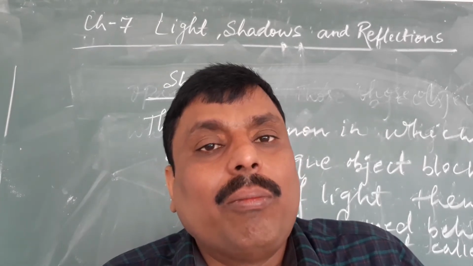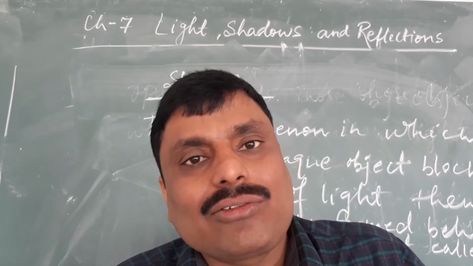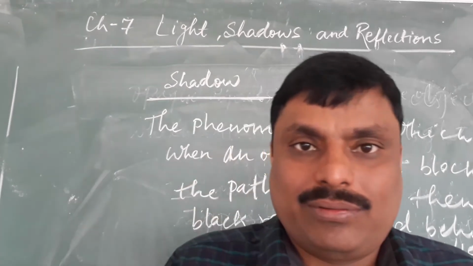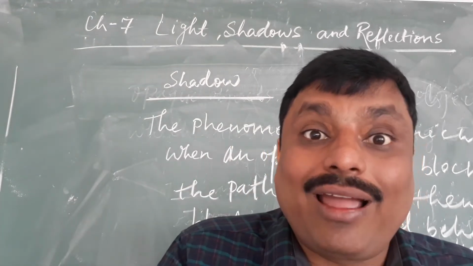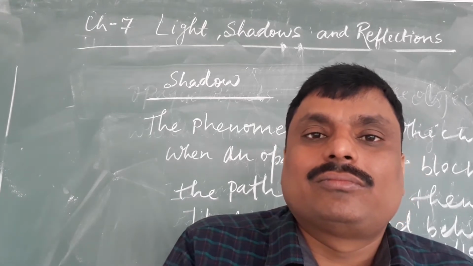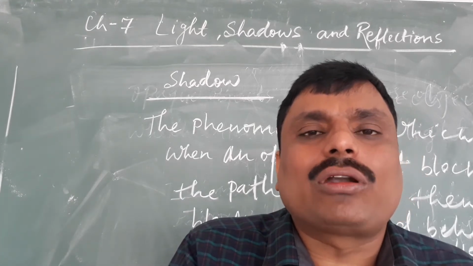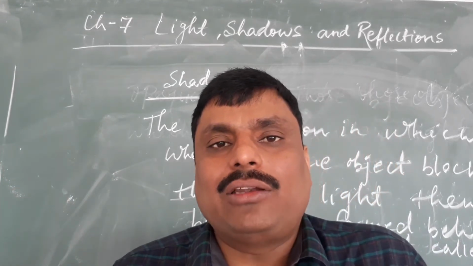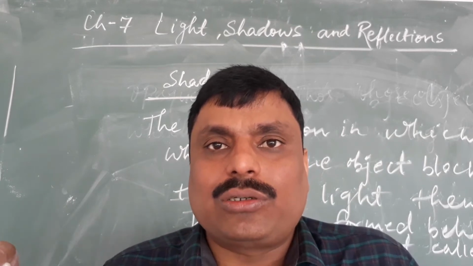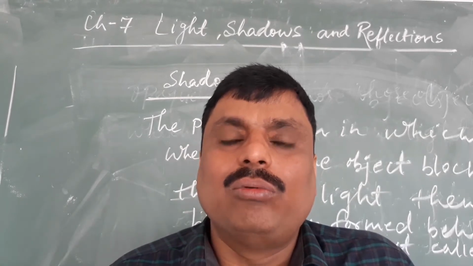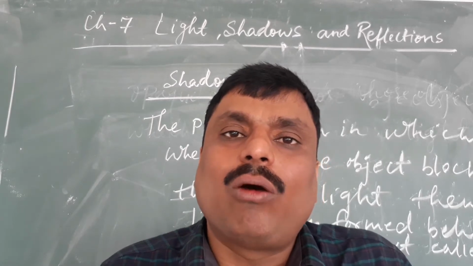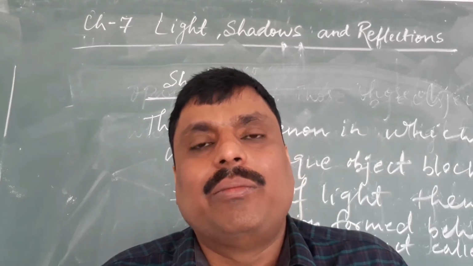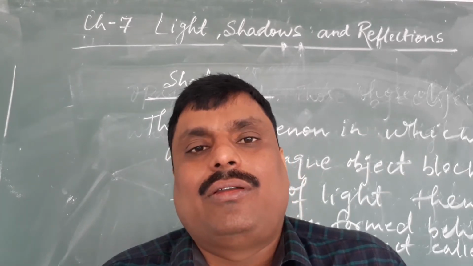So it forms a black region. This is a characteristic. No particular shape will develop, only the outline will appear. Outline means, this is your hand, the black region of your hand. If you keep your finger in a different way, the outline of your finger will be formed. So all these are the main characteristics of shadow formation.